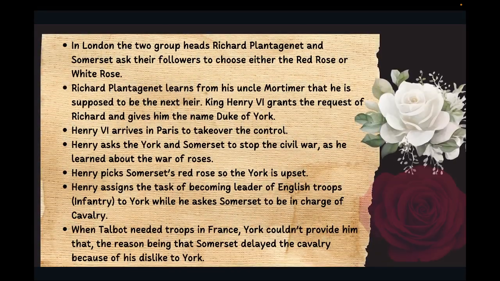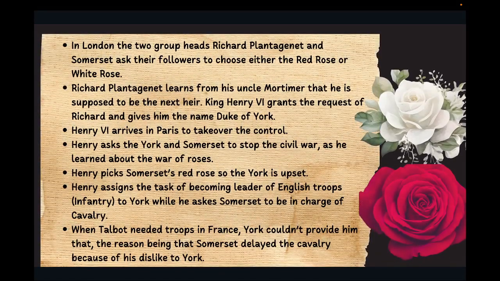In London, the two group heads, Richard Plantagenet and Somerset, ask their followers to choose either the red rose or the white rose. Richard Plantagenet learns from his uncle Mortimer that he is supposed to be the next heir. King Henry VI grants the request of Richard and gives him the name Duke of York. Henry VI arrives in Paris to take over control. Henry asks York and Somerset to stop the civil war as he learned about the War of Roses. Henry picks Somerset's red rose, so York is upset.